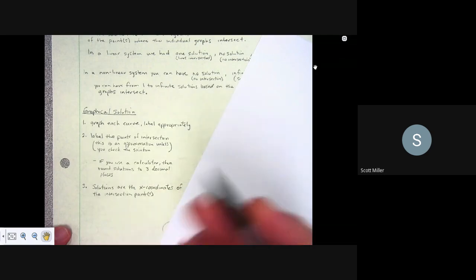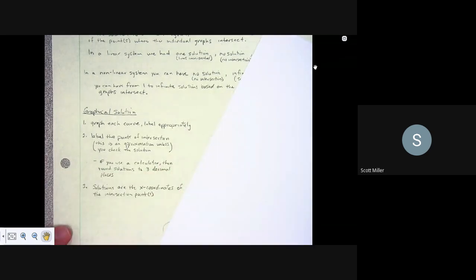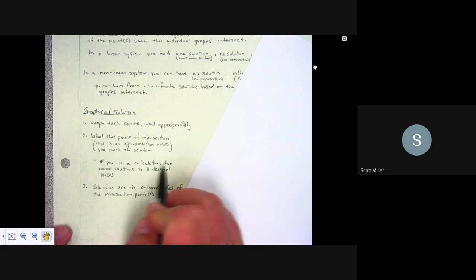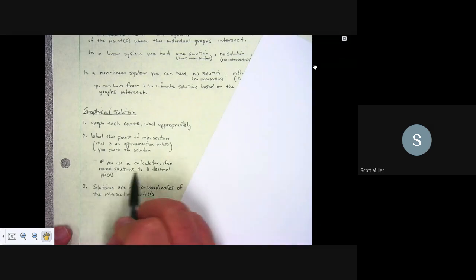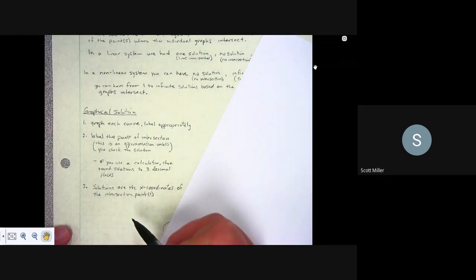So once you think you have a solution, you plug it in. We can do this on a calculator for very complex equations that we maybe can't solve algebraically later on. So if I use a calculator, and we've done this before in class, and there is a video on intersecting points of graphs, make sure you round your solutions to 3 decimal places. Once we have our solutions, they are the x-coordinates of the intersecting points. So we write them as x equals values.